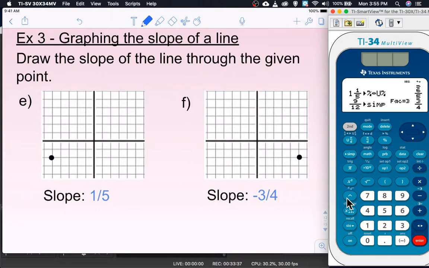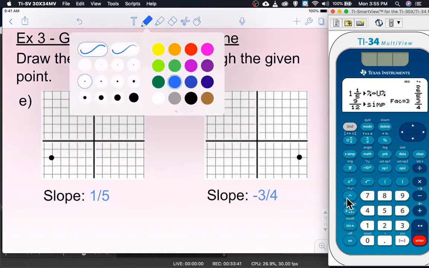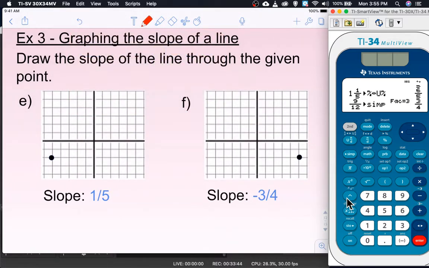Okay, here are 2 more of this type. Go ahead and pause the video, try these 2 on your own, and when you're ready to continue, hit play, and we'll go through them together.